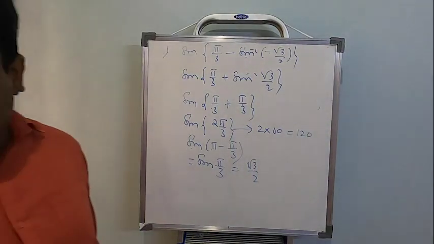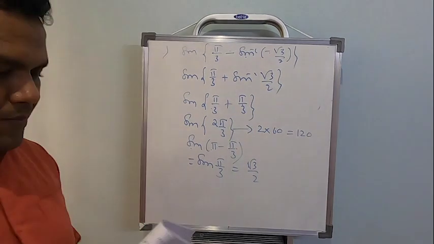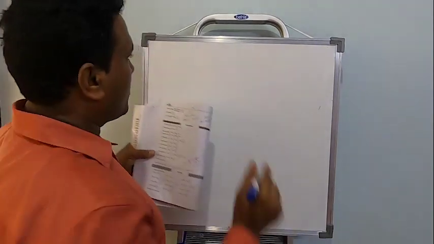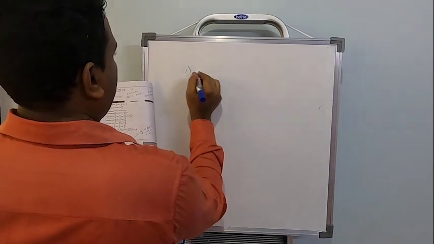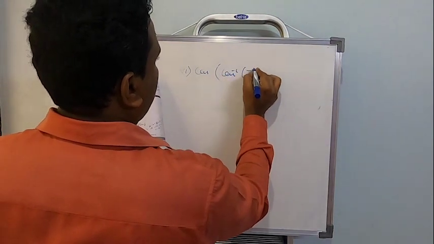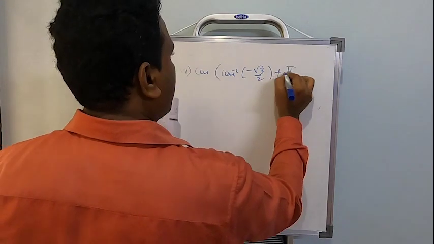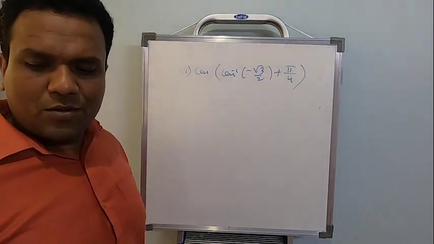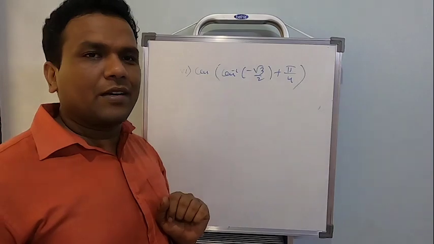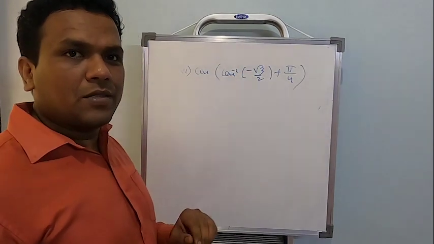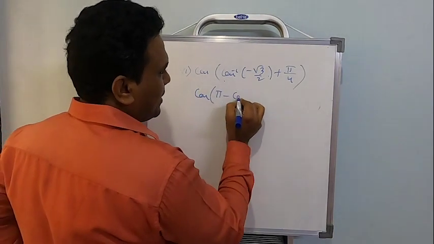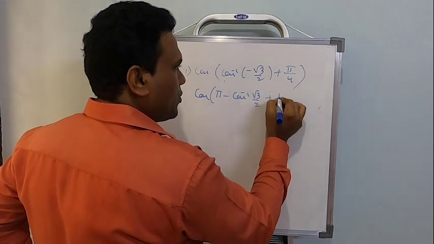The next one is problem number 6, given by cos inverse of minus root 3 by 2 plus pi by 4. In every problem, my first look should go for whether there is a negative sign somewhere. You can notice there is a negative sign inside cos inverse, so simplification will start from this. Cos inverse of minus x is pi minus cos inverse x.